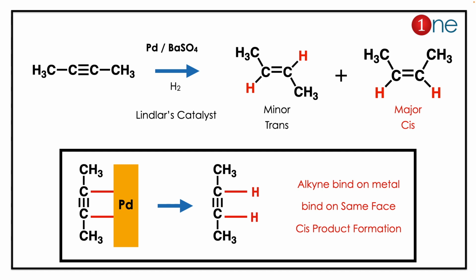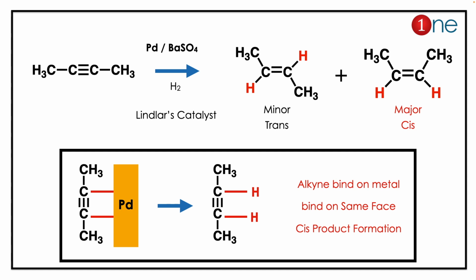The reaction is very important in terms of stereospecificity. Here you are adding hydrogen to the triple bond with palladium and barium sulfate. So what really happened? The hydrogen addition happened. Which way will hydrogen add? It will add on the same face or the opposite face. So trans or cis is the question here.